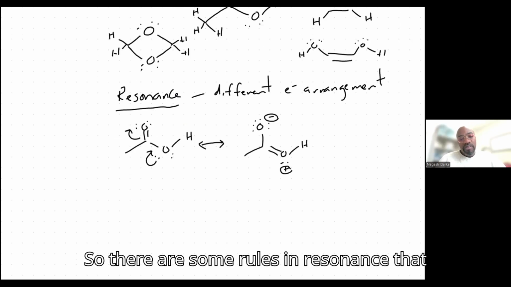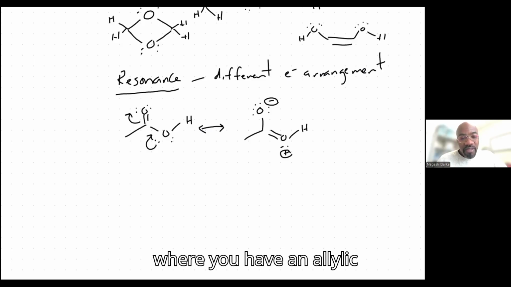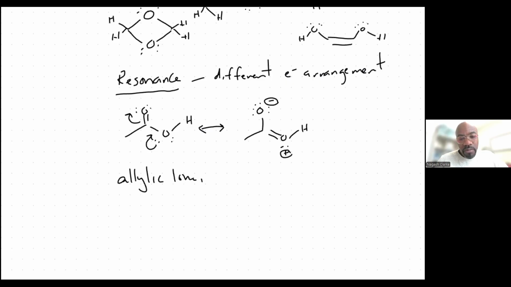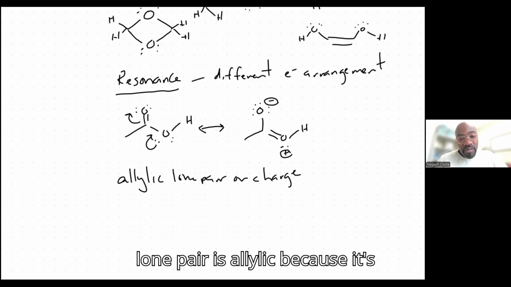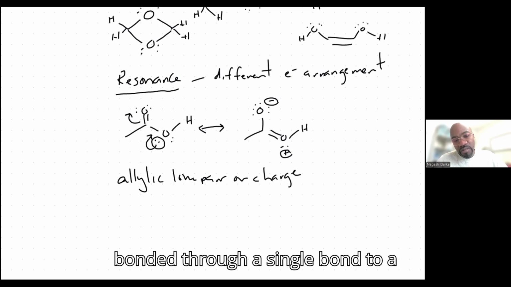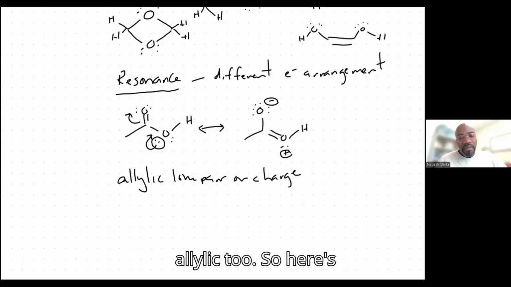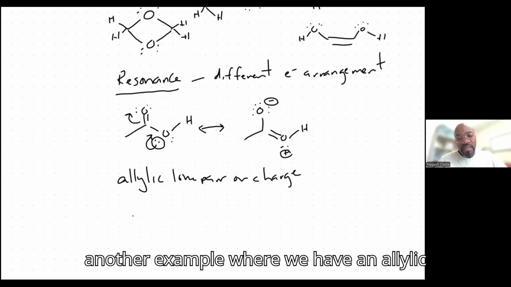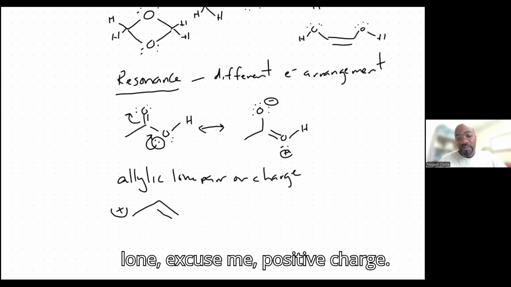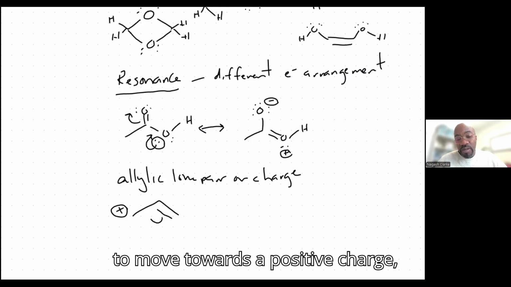There are some rules in resonance that we have to think about. There is where you have an allylic lone pair or charge. We saw an allylic lone pair here. This lone pair is allylic because it's connected to an atom that is bonded through a single bond to a double bond. And triple bonds can be allylic too. So here's another example where we have an allylic positive charge. In this case, a double bond is going to move towards a positive charge.